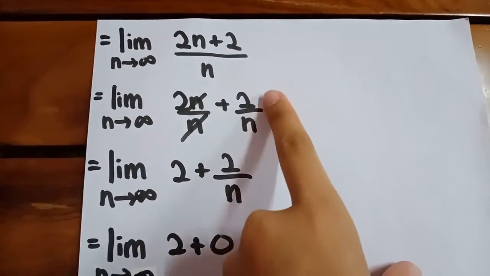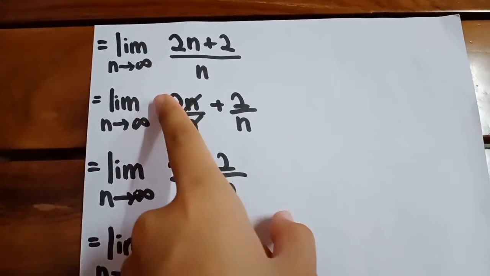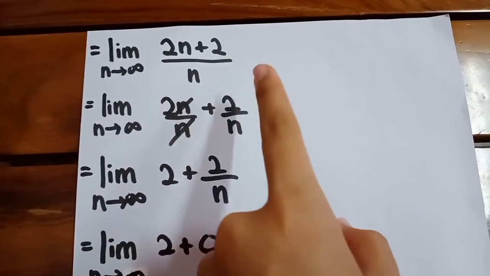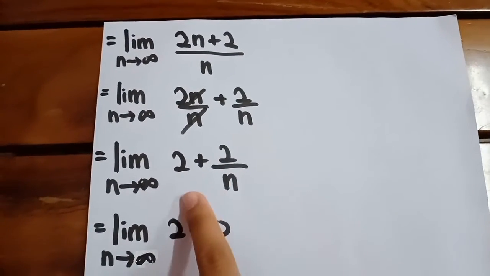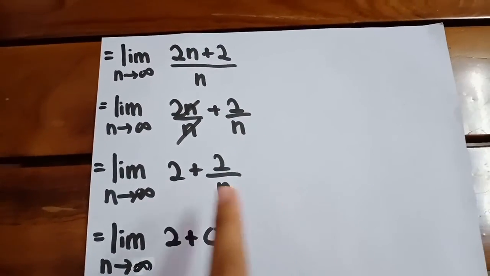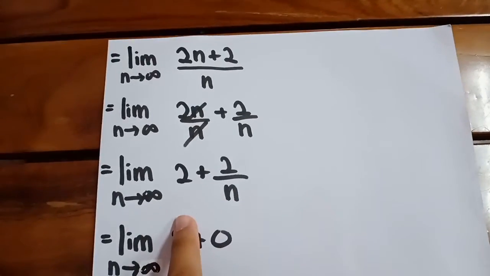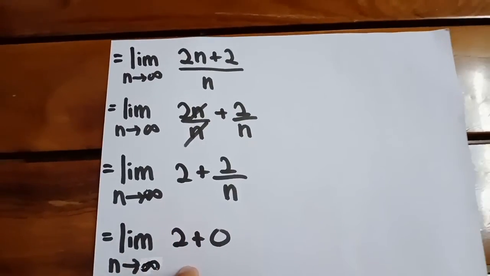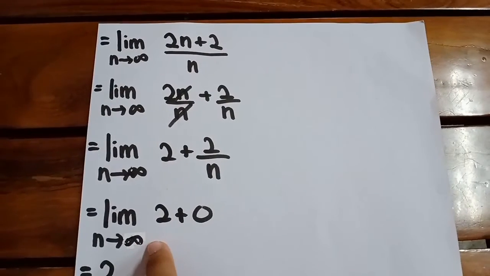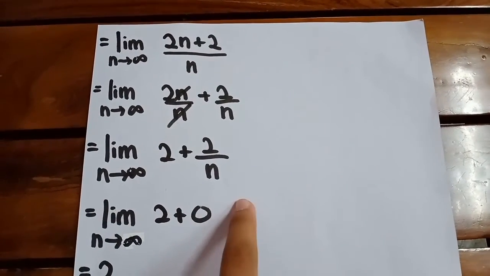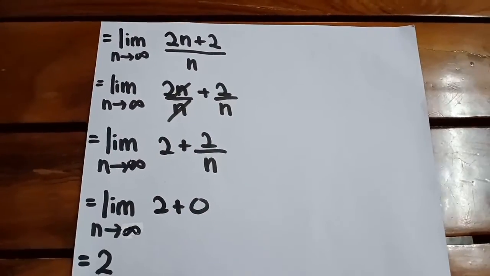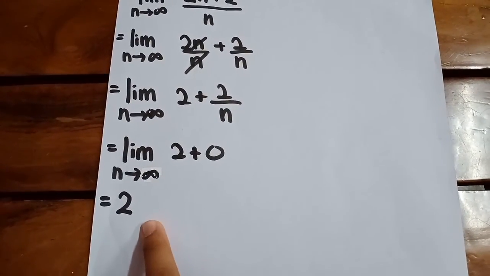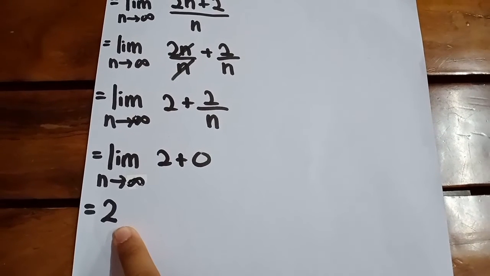We get the limit as n approaches infinity of 2n plus 2 over n, and simplifying, we get 2 plus 2 over n. As we know, we need to substitute n with infinity, and we get the limit as n approaches infinity of 2 plus 0, as n is substituted with infinity. And the final answer is 2. So thank you.